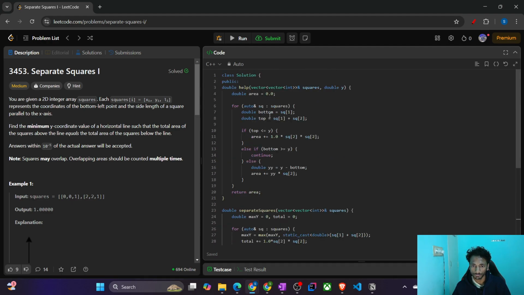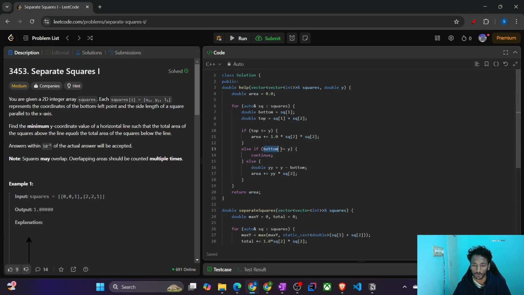Now how are we actually calculating the area that is below the line? So I will get one y coordinate value, that is the reference line. Initially our area value is 0, and I am iterating each square. So I will get one bottom y value and one top y value, the y maximum coordinate. I'll check if the top y coordinate is less than our reference point, then this is completely below the line. So I'll calculate the area of the current square, which is length times length, and add it to the area variable.